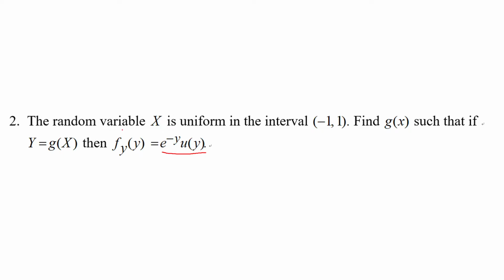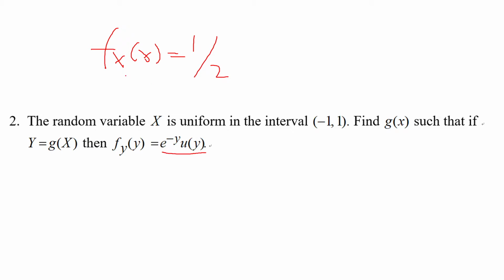So the variable x follows the uniform distribution, so we can simply find its probability density function in the interval from -1 to 1. It should be like this. And this is the probability density function of x when x is between -1 and 1, and otherwise f_x should be 0.